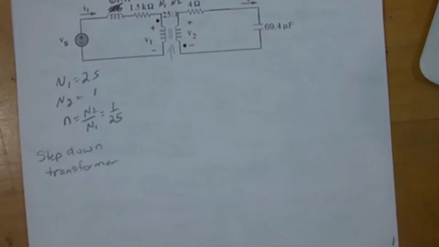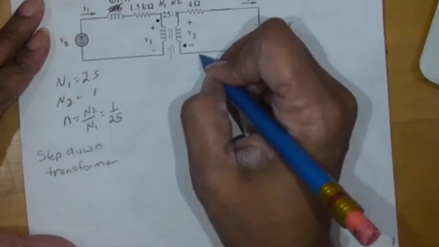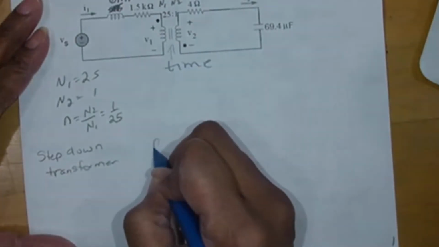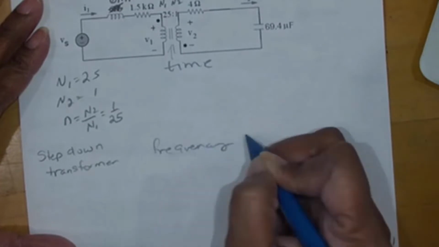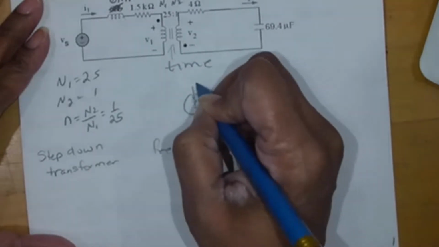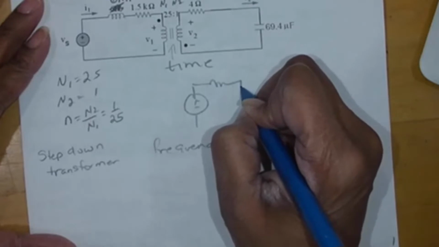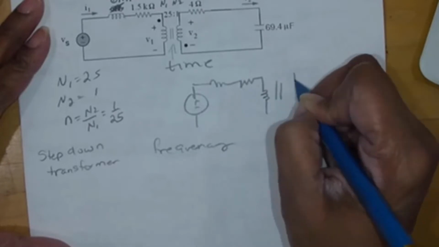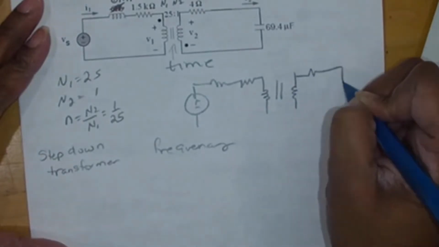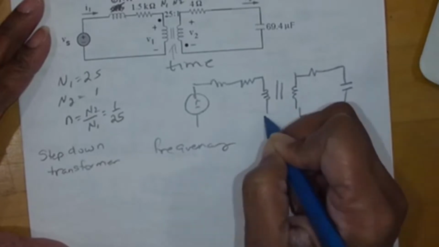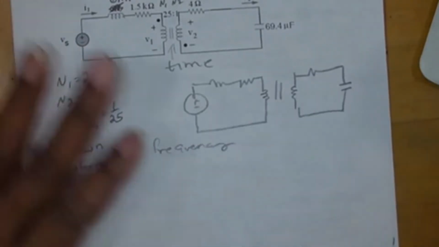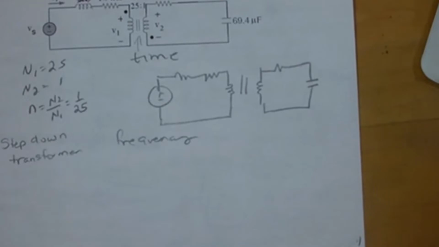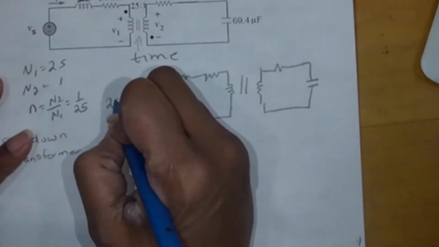So now we're going to draw the circuit in the frequency domain like we always do. So here's my time domain circuit, and here's my frequency domain circuit. There's no dependent sources this time. It's just ideal transformers. You don't have to add dependent sources or anything like that. So the voltage source is 25 angle 0 degrees.